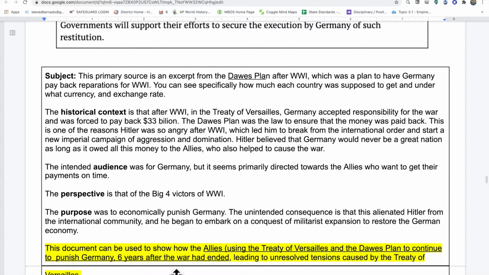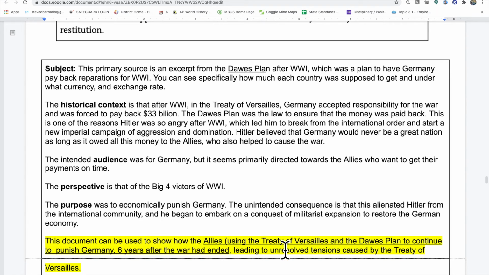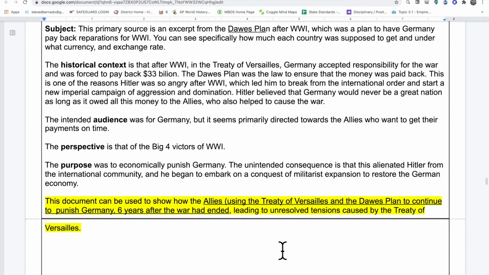Well, this document can be used to show how the Allies, using the Treaty of Versailles and the Dawes Plan, continued to punish Germany 6 years after the war had ended, leading to unresolved tensions caused by the Treaty of Versailles, which led to World War II. Okay, this is another one to a great extent. Angered Hitler, alienated him. Okay, forced him to become aggressive.